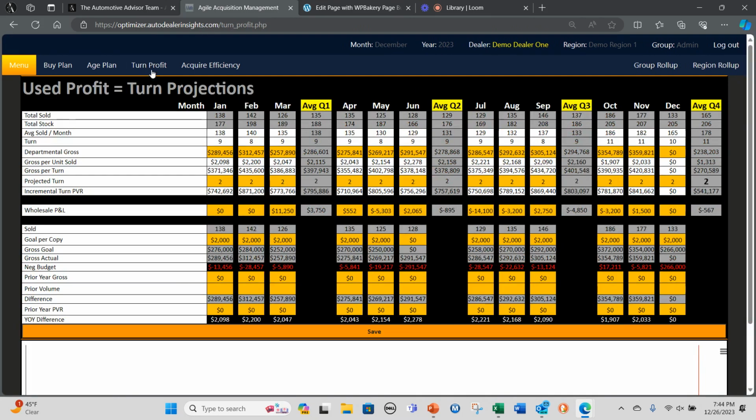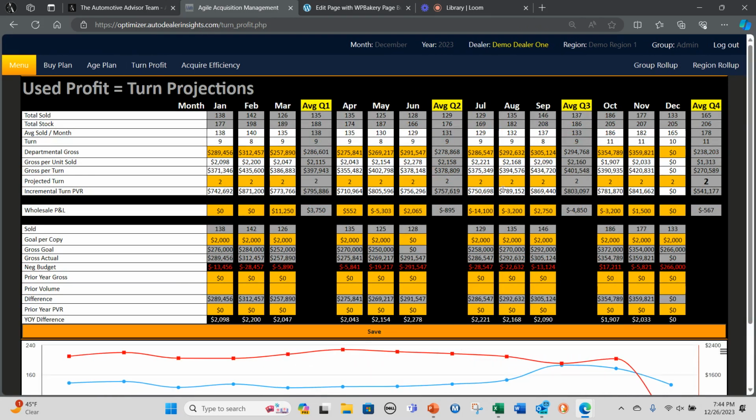And then we have a turn profit because we want to know how the department is doing. We talk about departmental gross all the time. So the question is, here's my sold number. Here's my gross per unit. If I'm selling more, do I gross less, right? And so you watch the red line, and that's your gross. Is it growing or staying flat or declining? But correlate that to your sold line.